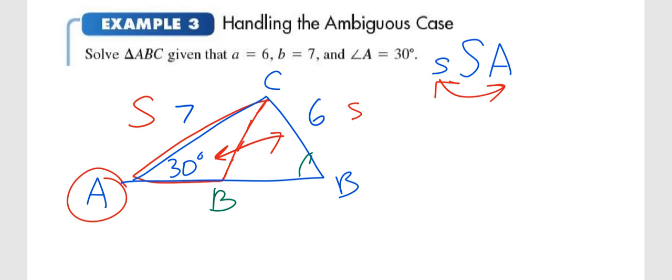Because the short side is opposite the angle, what we said yesterday was, you know nothing about angle C.